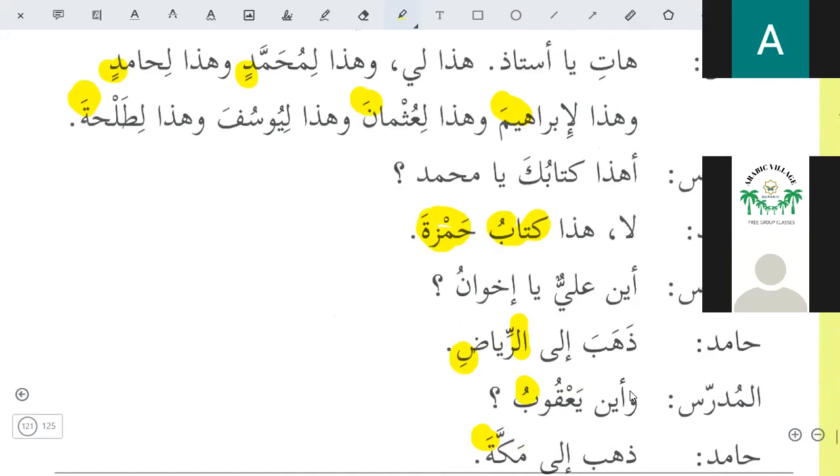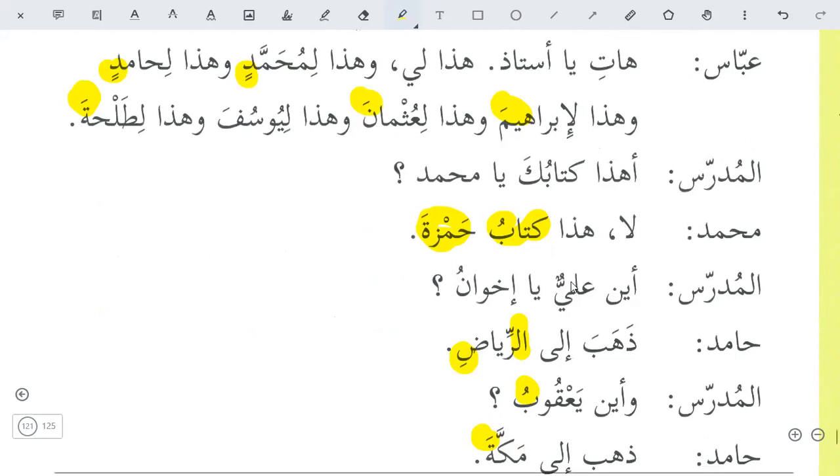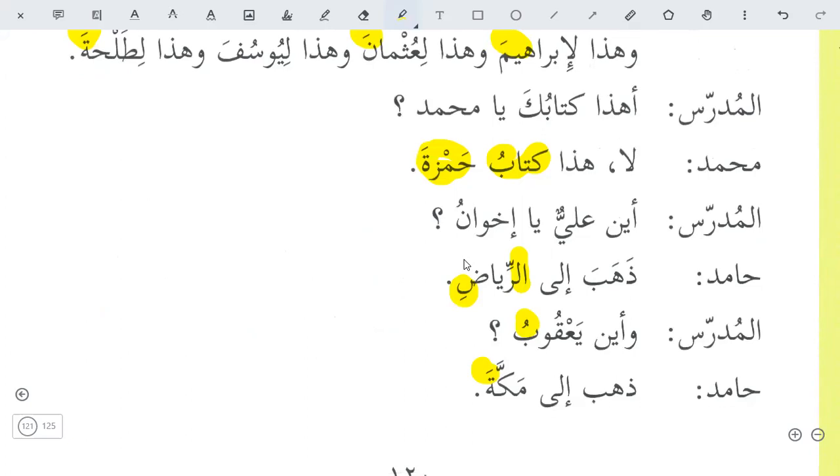Is this your book, O Muhammad? No, this is Hamza's book. Where is Ali, O brothers? He went to Riyadh.